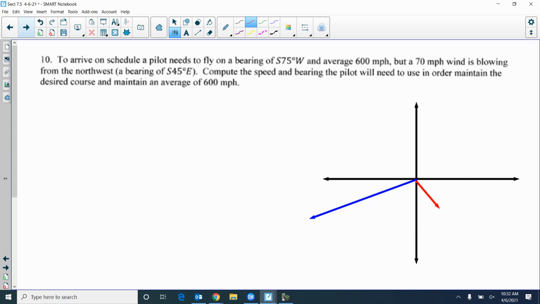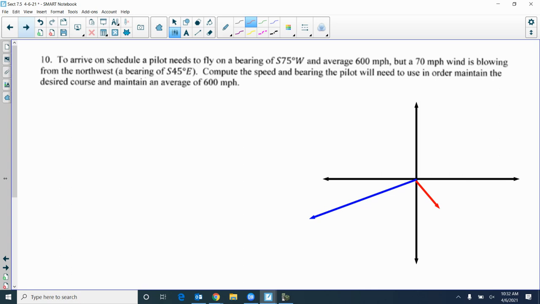Okay, if you read the problem correctly, to arrive on schedule, you need to fly a bearing of S 75 degrees W, which would be the blue vector, and average 600 miles per hour. So when we're done, we want to average that. But a 70-mile-per-hour wind is blowing from the northwest.